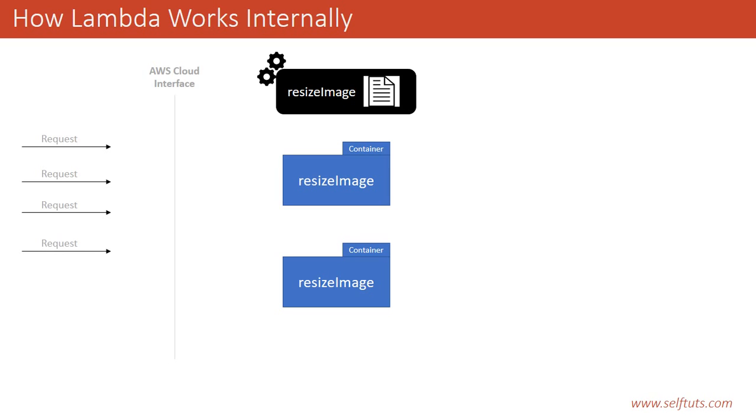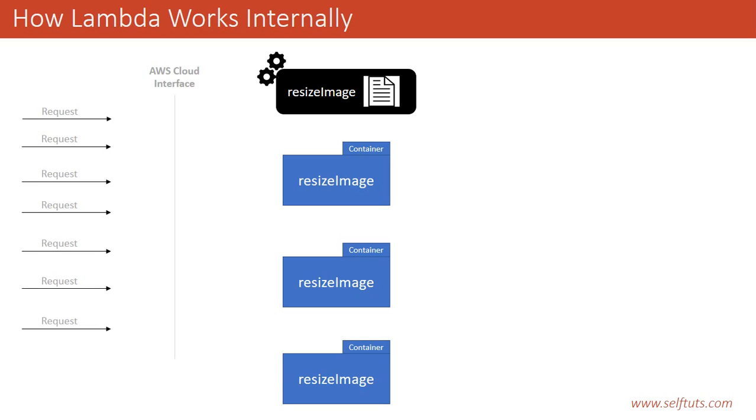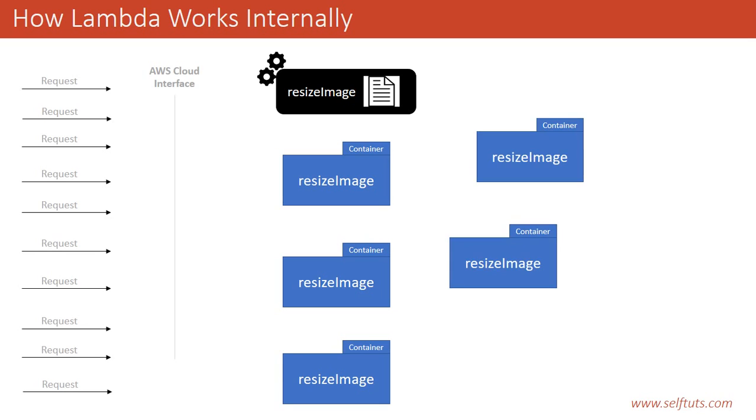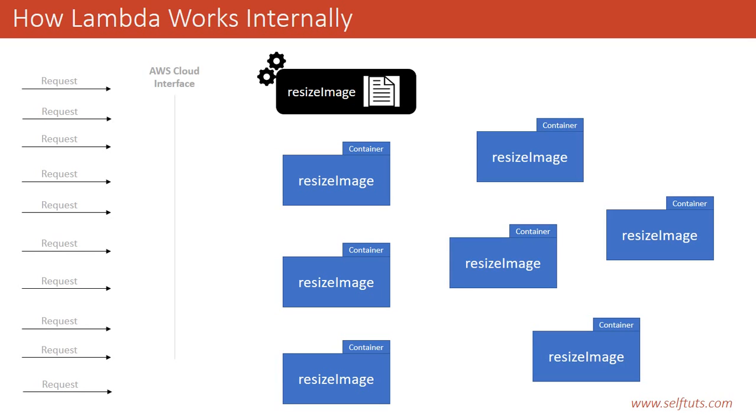All this infrastructure work is being handled by AWS itself, and you don't have to worry about anything. You only have to worry about the code you have written and nothing about the AWS infrastructure. Suppose the requests keep increasing, so AWS Lambda is also creating new containers for you. Now suppose the requests have become high, so it will create more and more containers.